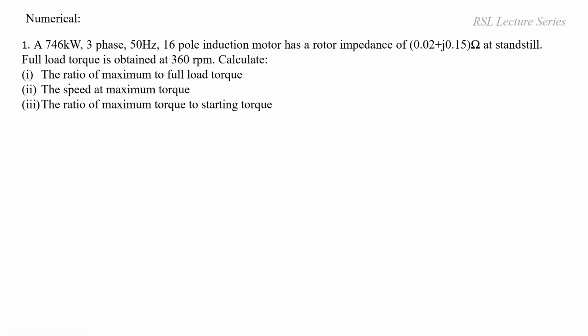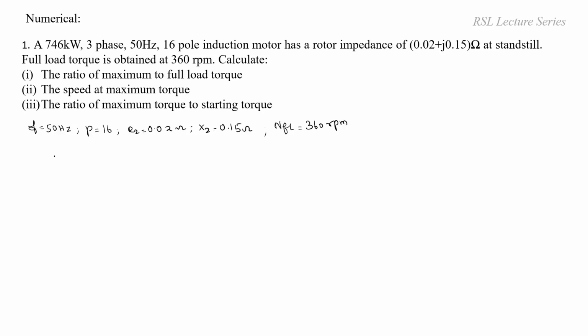Okay. So first we'll write the given data. So here first, 50 hertz frequency is given. Frequency f is equal to 50 hertz. So next, number of poles P is equal to 16. And the rotor impedance, that is R2 plus jX2, is given. So R2 can be written as 0.02 ohms and X2 can be written as 0.15 ohm. So these two are under standstill condition. So under standstill condition means S is equal to 1. Okay. So next, speed corresponding to full load condition is given, 360 rpm.